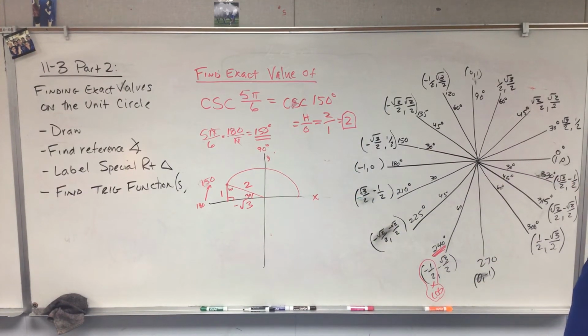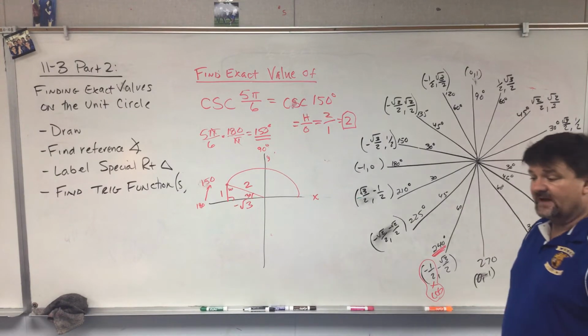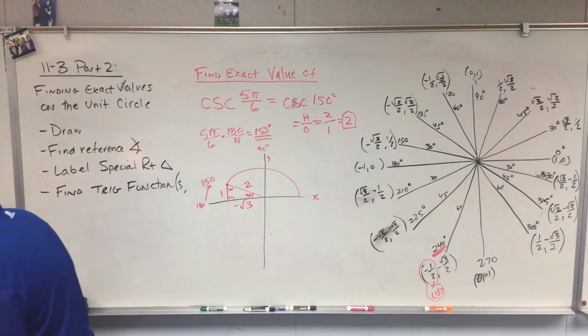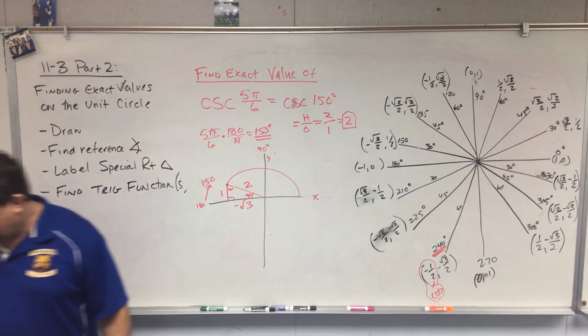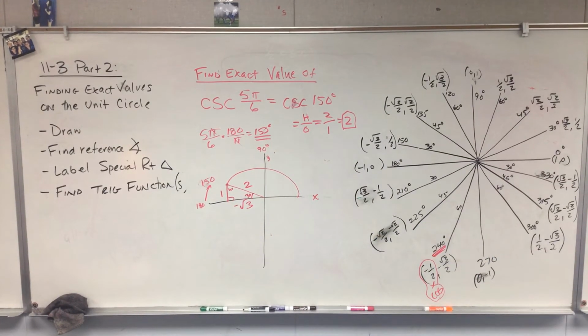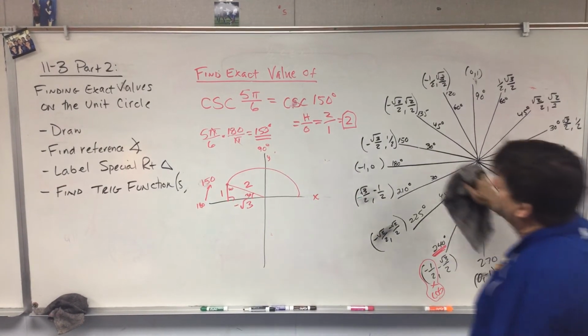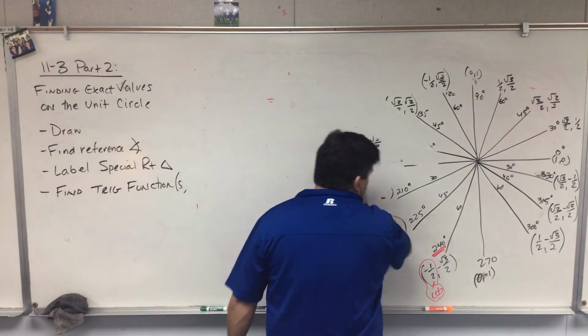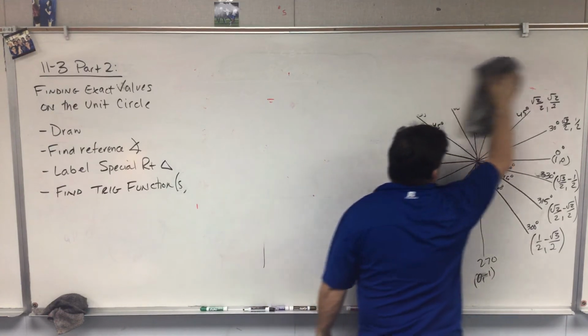So that's how you find the exact values. Use your special right triangles over and over and over again. All right. So here we go, guys. This is how they can use them. Engineers start messing with them. I'm going to go ahead and erase the unit circle.